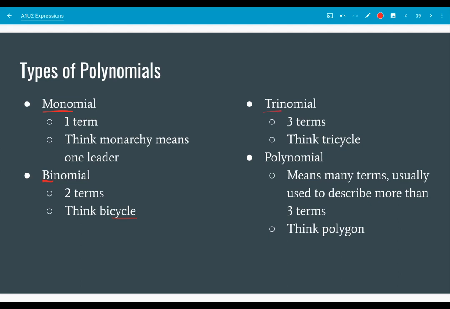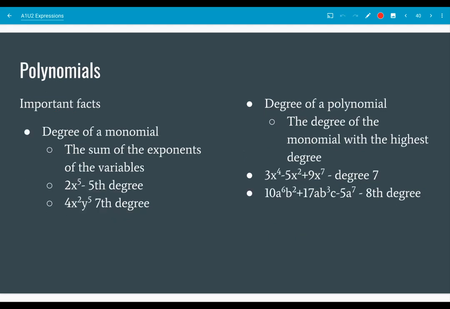Trinomial, prefix tri means three. So think tricycle or think trident. Trident has 3 points. And then the generic term polynomial is any number of terms, but usually we use polynomial to describe things with more than 3. If you think of a polygon, polygon generally will describe anything above a square or a rectangle. Poly means many. Okay.